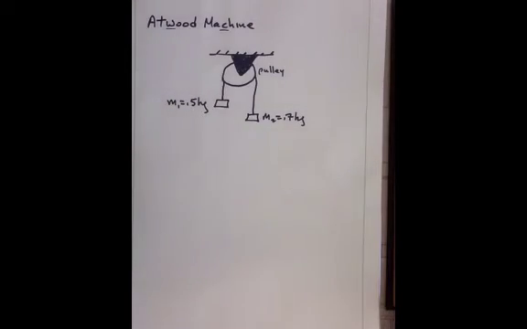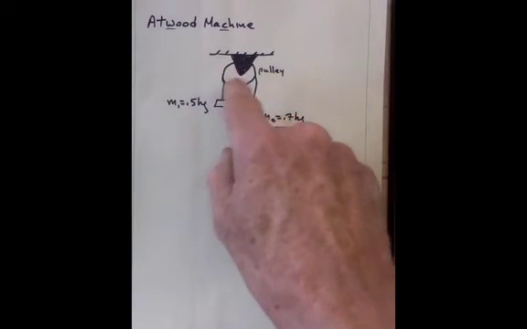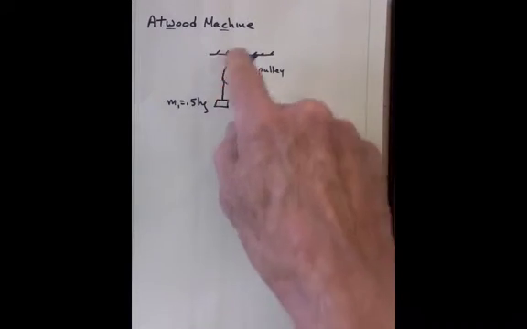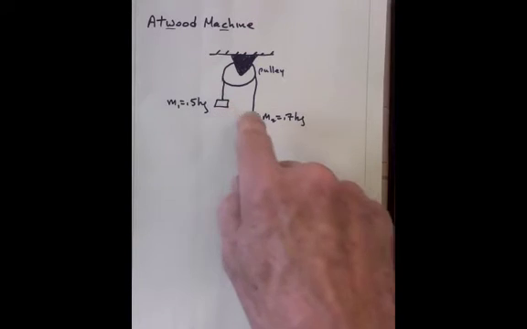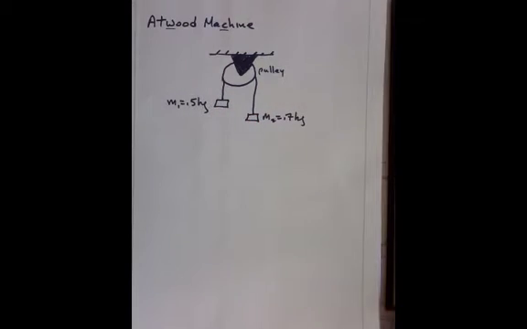The problem we're going to deal with is an Atwood machine. An Atwood machine consists of a pulley that's hung from the ceiling. A string is looped over the pulley. Unequal masses are attached to either side. When you release the system, the masses accelerate. The question is to derive an expression for the acceleration of the system.